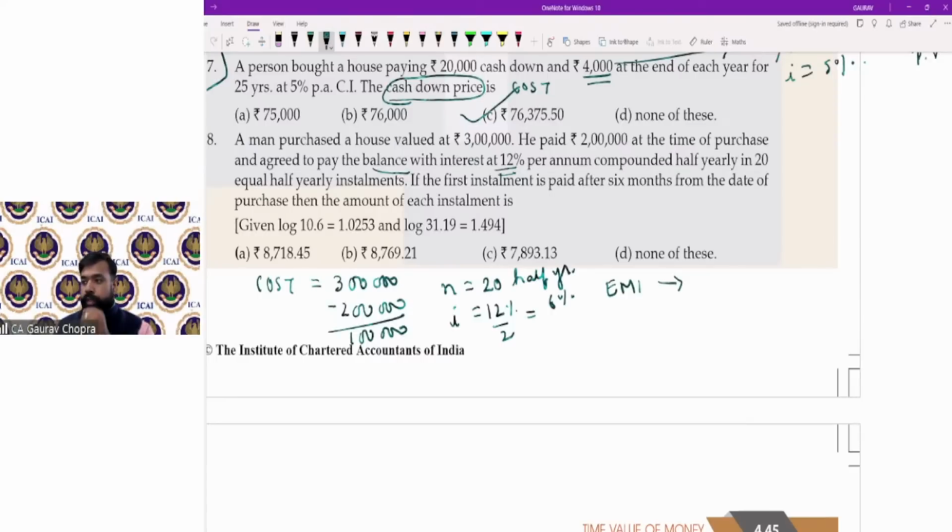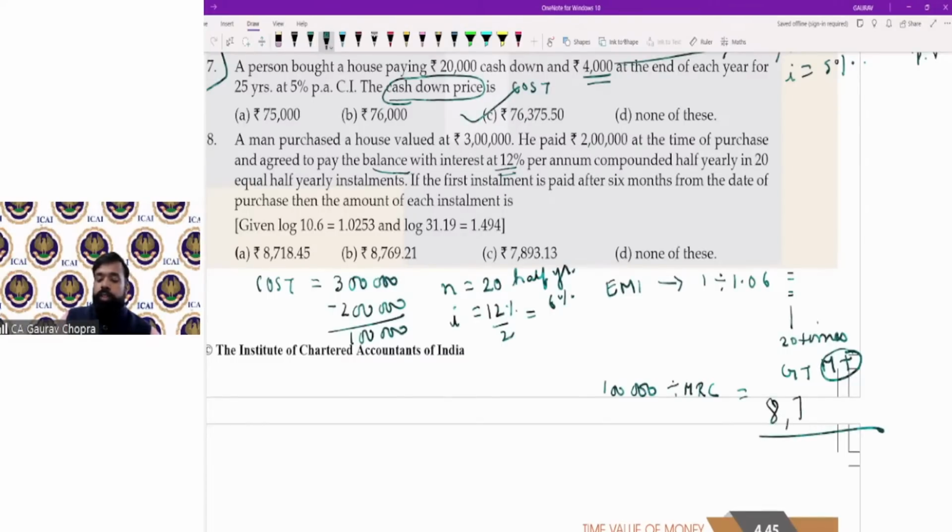Done, everybody? So what was the trick? 1 divided by 1.06, press equal to how many times? 20 times. After that, GT and put this in the memory button. After using the memory function, 1 lakh divided by MRC and press equal to, you will get the answer 8,718.45. This is your answer. So option number A is correct.